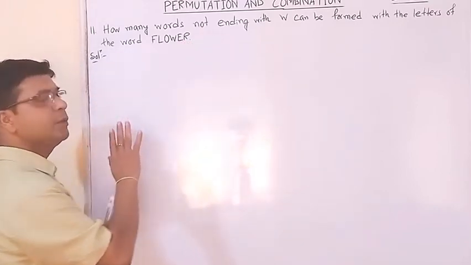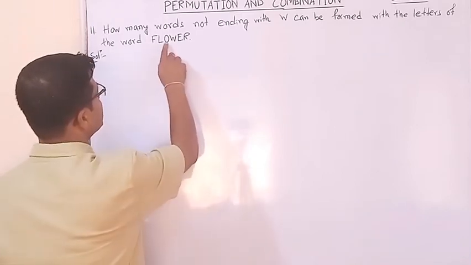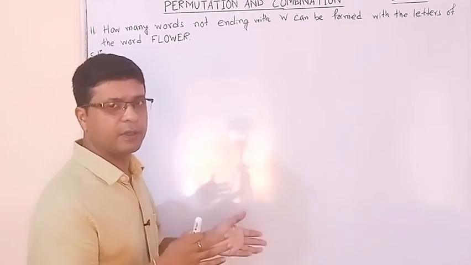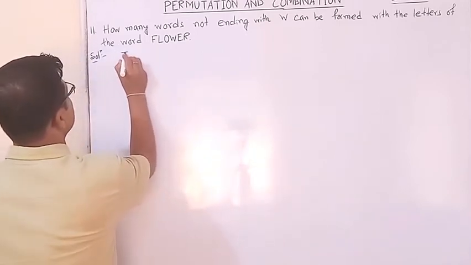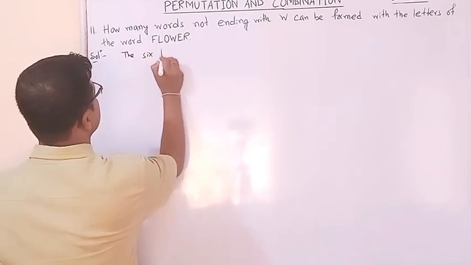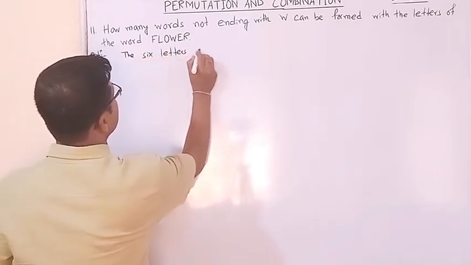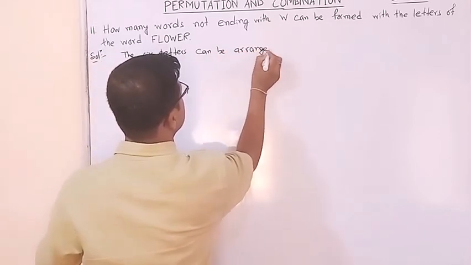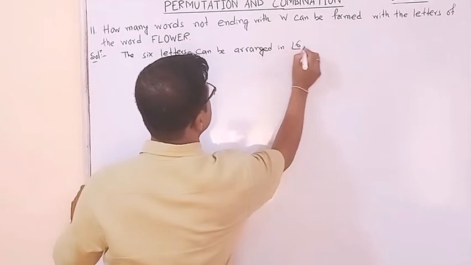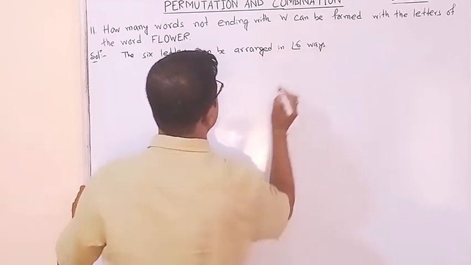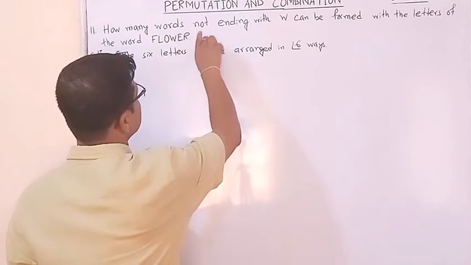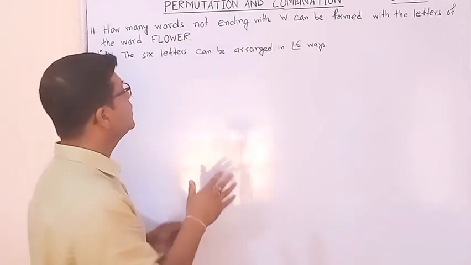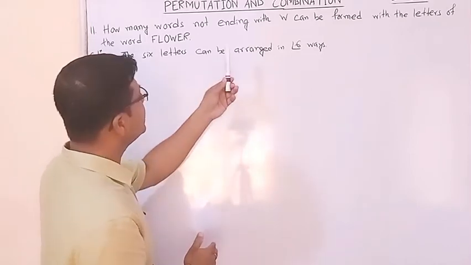Let us see. At first we have to know how many letters are there. 1, 2, 3, 4, 5, 6. So there are 6 letters. These 6 letters can be arranged in how many ways? Factorial 6 ways. Right. Now here it is given that the words are not ending. If anything is given as not ending or not starting, what do we do? We take the opposite, that means ending with or starting with.